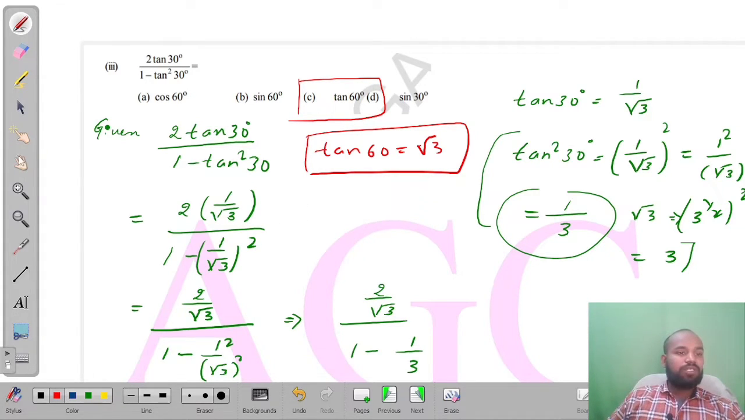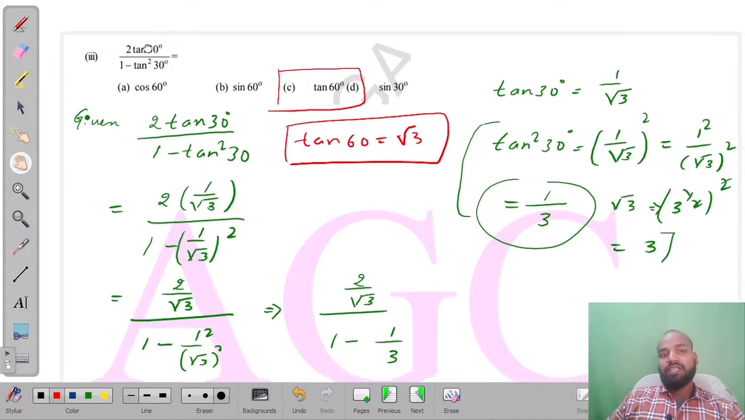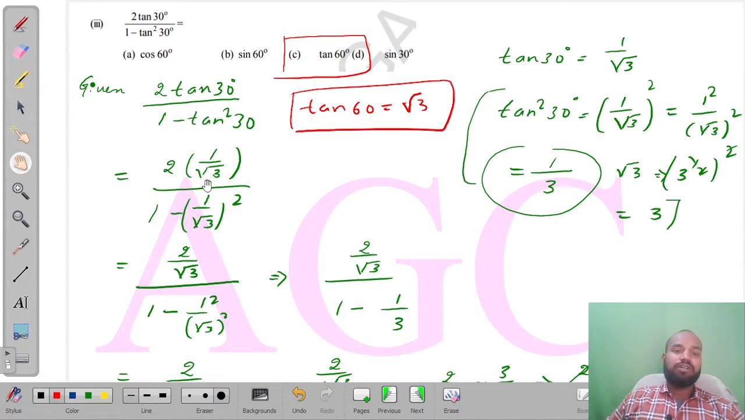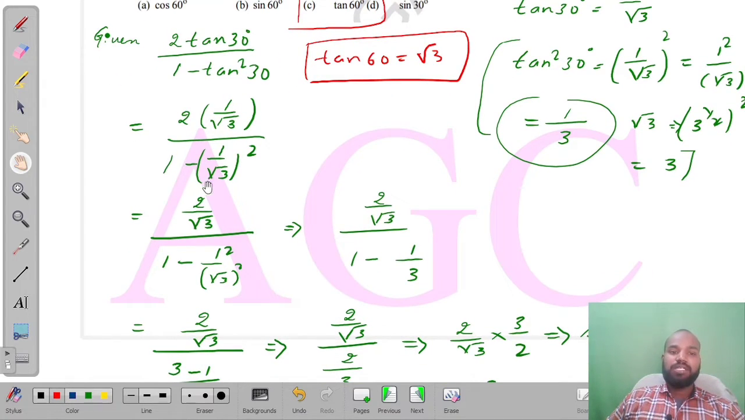So I will explain it once again. See this one. First, given 2 tan 30 by 1 minus tan square 30. We know the tan 30 value. What is the tan 30 value? 1 by root 3. Next, 1 minus tan square 30. So we are writing 2 into 1 by root 3 by 1 minus 1 by root 3 whole square. Why are we writing whole square? Because tan square is there here.